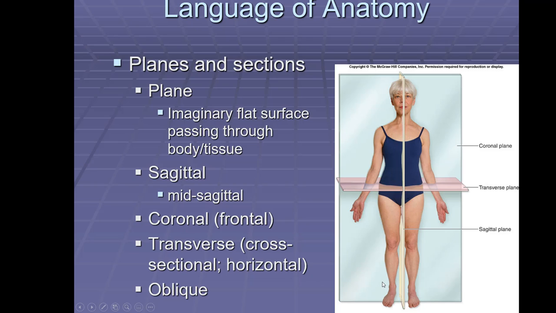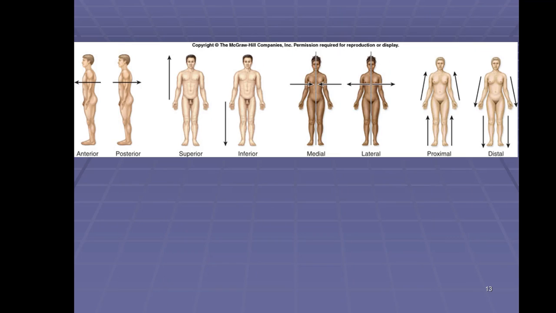And lastly, there's no picture of this, but if a plane cuts across at an angle, it's called an oblique plane. There's no set way that it goes, but if it's at any angle whatsoever, it's called an oblique plane. You'll see the term oblique a lot in anatomy. It just means at an angle.